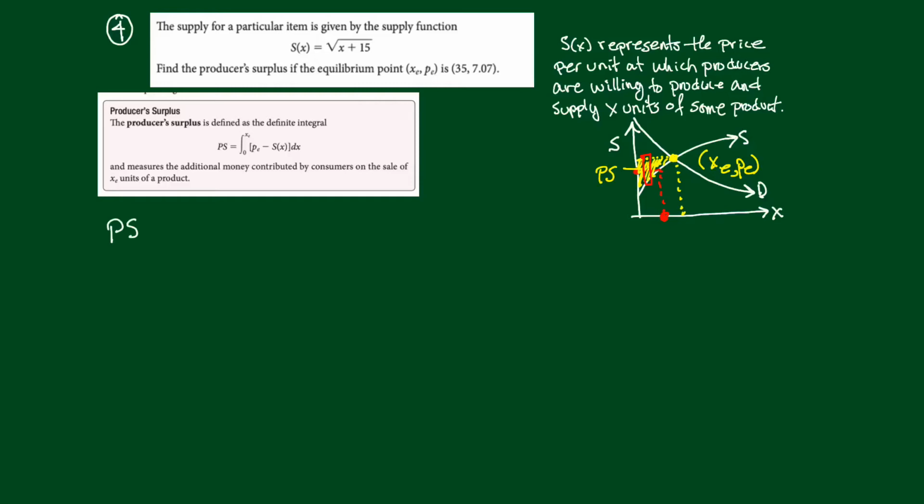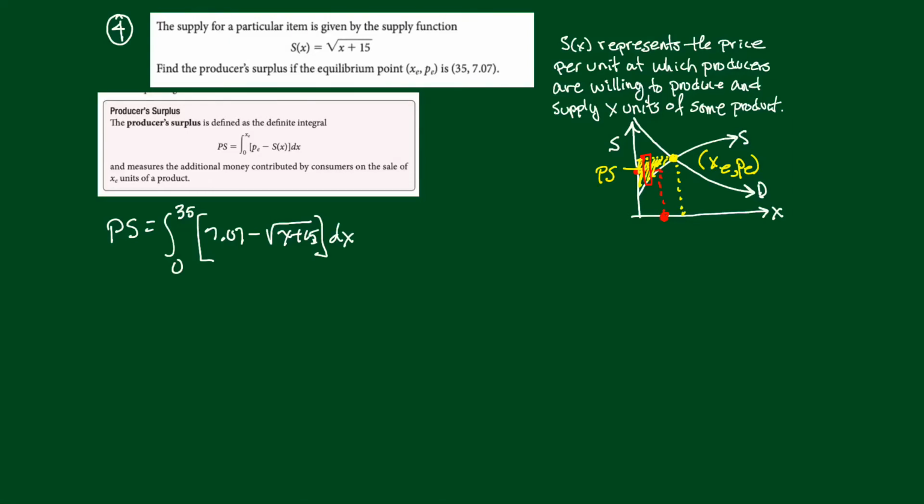So the producer surplus is going to be the integral from 0 to x sub e, and x sub e for us is 35, of, now this is going to be p sub e, which is 7.07, minus S of x, which is the square root of x plus 15, dx.